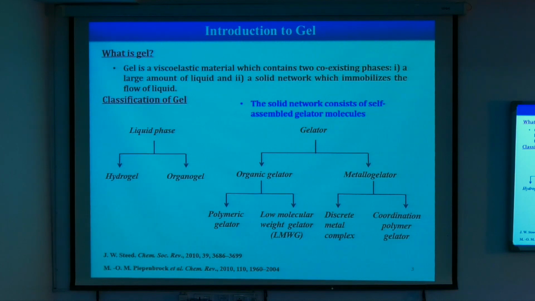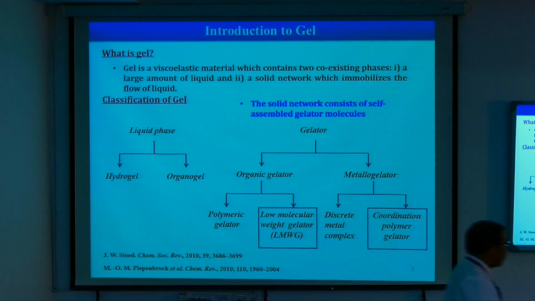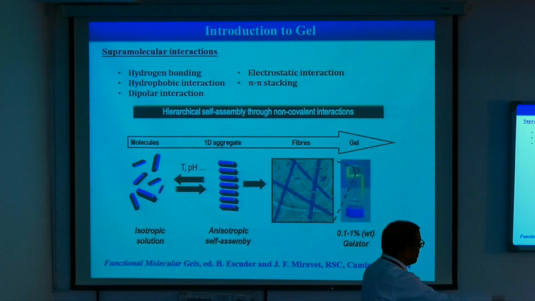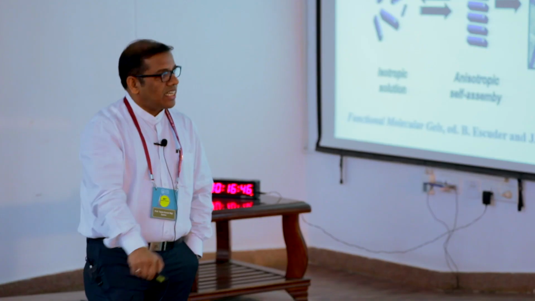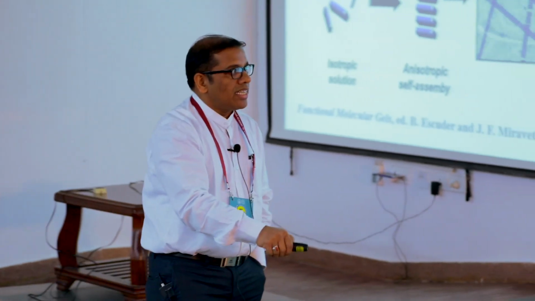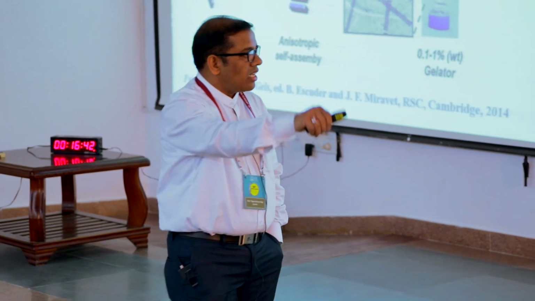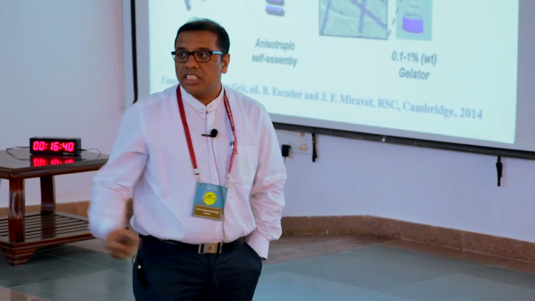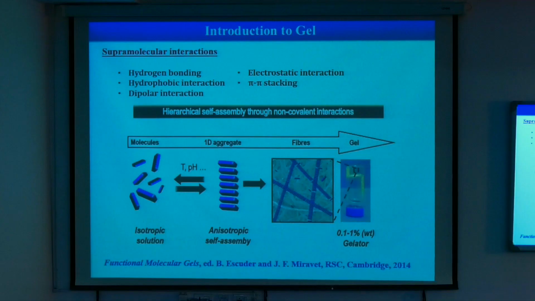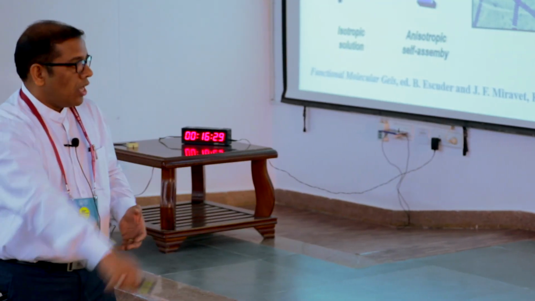But when you have a low molecular gelator and self-assemble it with the metal ion, you get a coordination polymer gel. These are the different supramolecular interactions, where it starts in an isotropic solution. In anisotropic self-assembly it can form fibrils, and these fibrils interconnect or interdigitate to form a three-dimensional network where solvent molecules are entrapped, and it forms the gel.